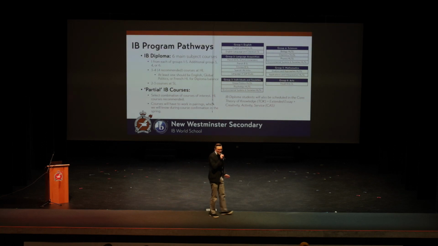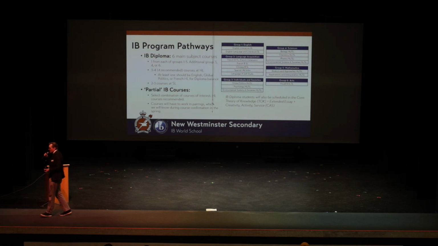The other option of how you can do the IB program here at New West is the partial IB courses option. So here what you would do is select a combination of courses that are suited to your personal interests. And so this is a good way of balancing things if you have very heavy obligations outside of school, whether it's through athletics or other major things that would add to the time you're able to spend on your IB courses. You might take just a few IB courses.